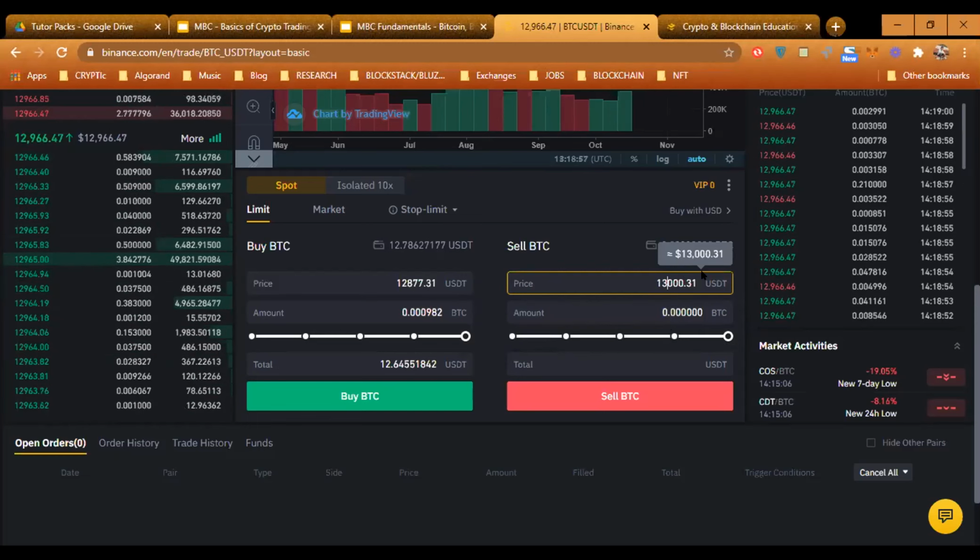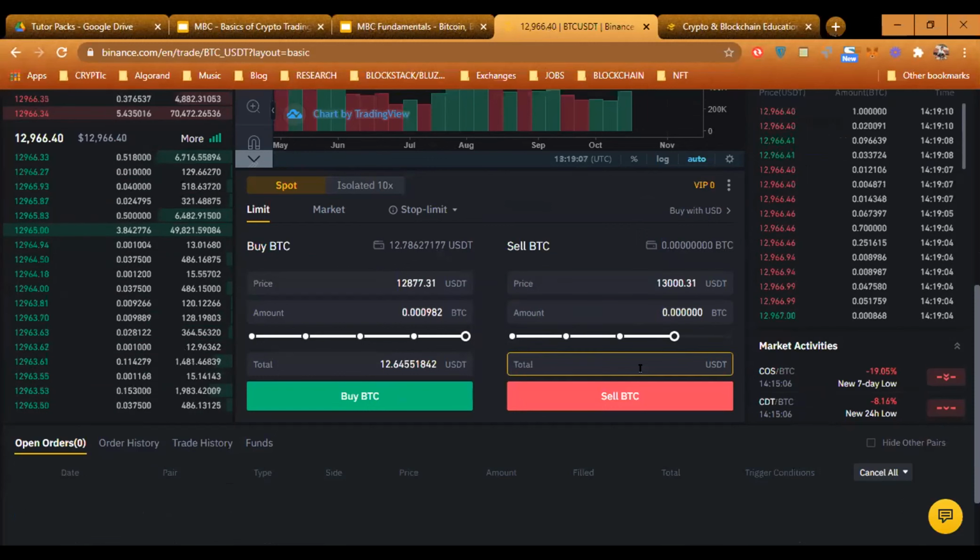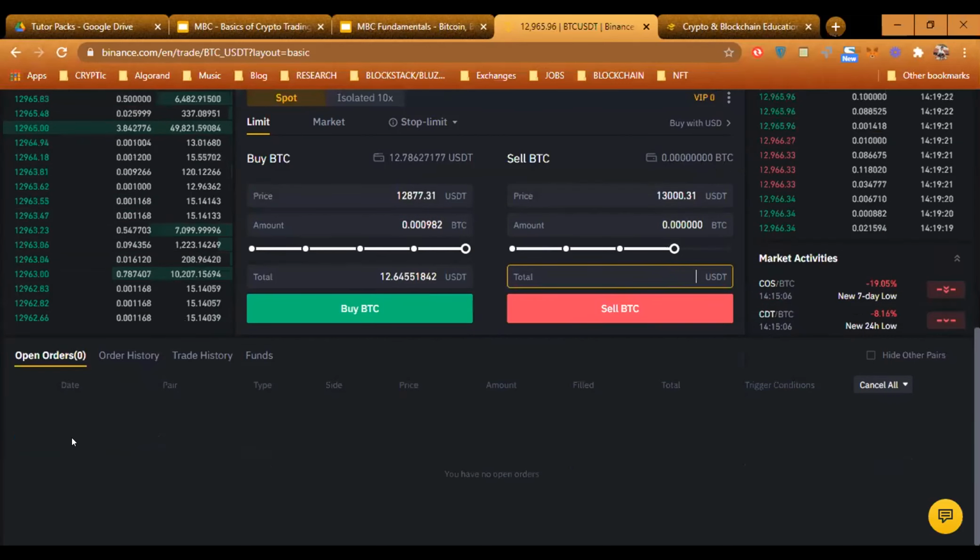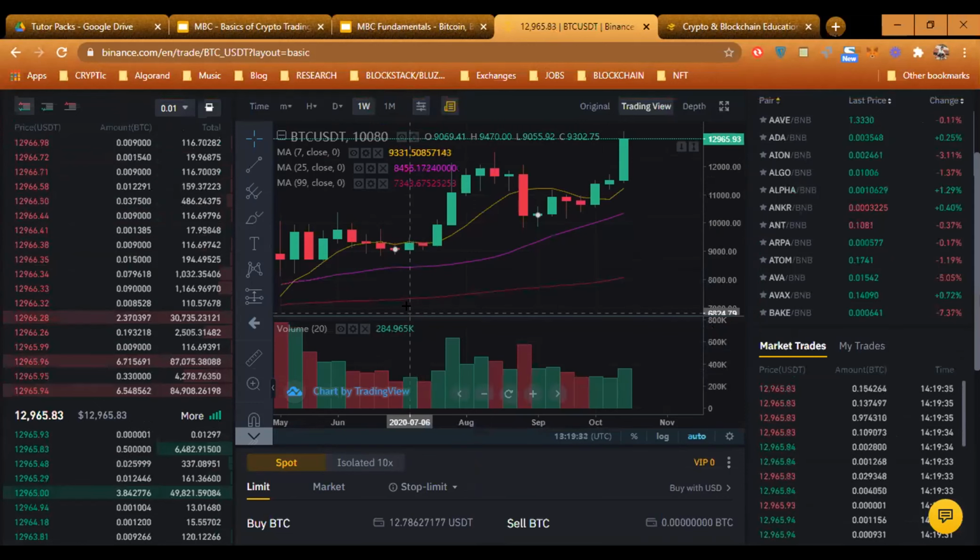So I set my order here. If I had some BTC, I say, okay, maybe 100% of it or 75% of it. I put the order to sell at 13,000, and then the amount of BTC I have would show in USDT. So if I'm selling 75% of my BTC, I want to buy a certain percent of USDT. Then I click sell. Whenever I click any of this, it will show here in my open orders. This is where it will show. So let me show you how this works on Blue.